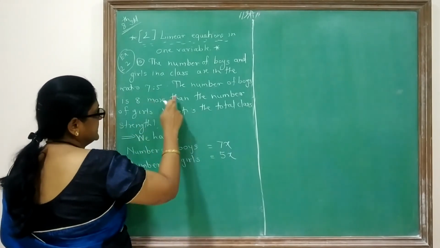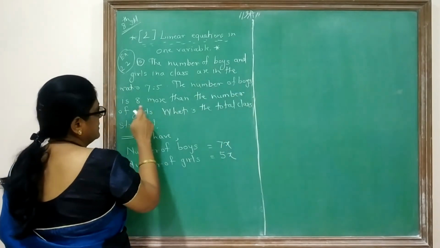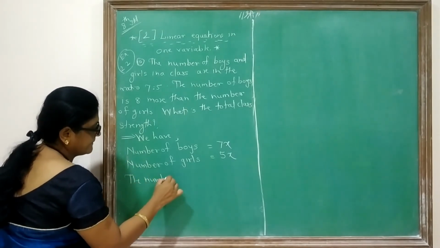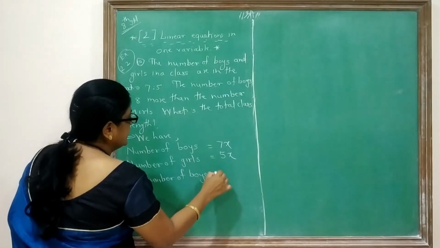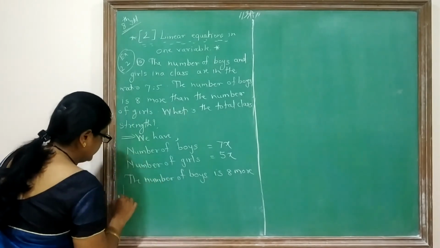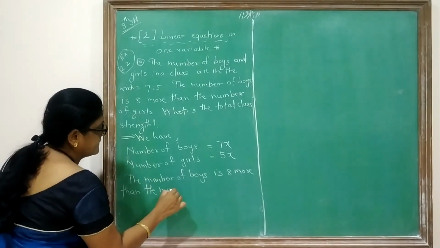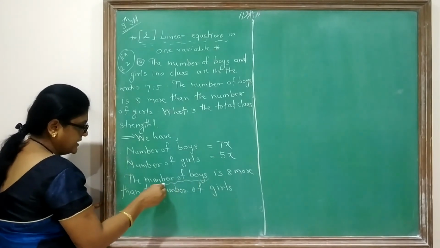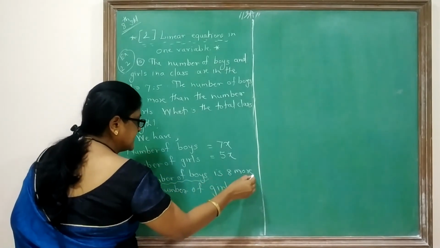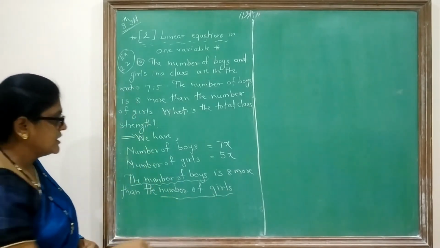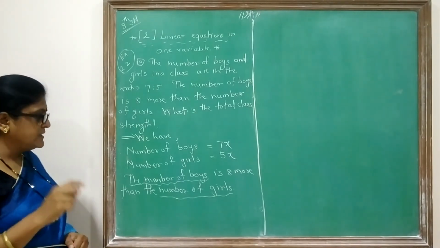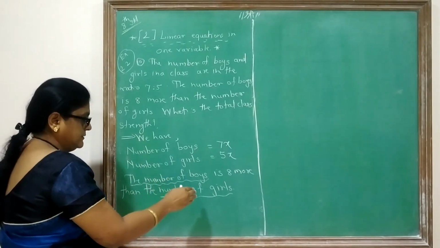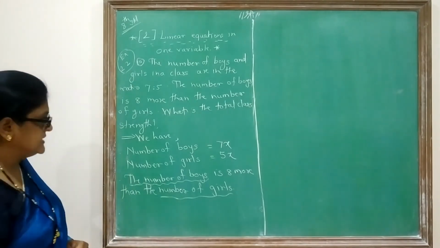Then your second sentence is what? The number of boys is 8 more than the number of girls. Again you will write here the number of boys is 8 more than the number of girls. Then first, you will convert it into your own language. Means its meaning is what? The number of boys is how much more than the number of girls? It is 8 more. Then you will write which type?